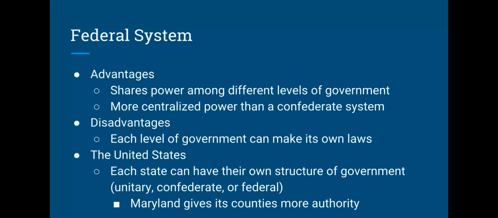So maybe a state government makes a law that contradicts a federal law, and then that needs to be decided within the courts. So the United States, in looking at that, each state can have its own structure of government, whether it's a unitary structure, a confederate system, or a federal system. And looking at Maryland, it gives its counties more authority than most other states.